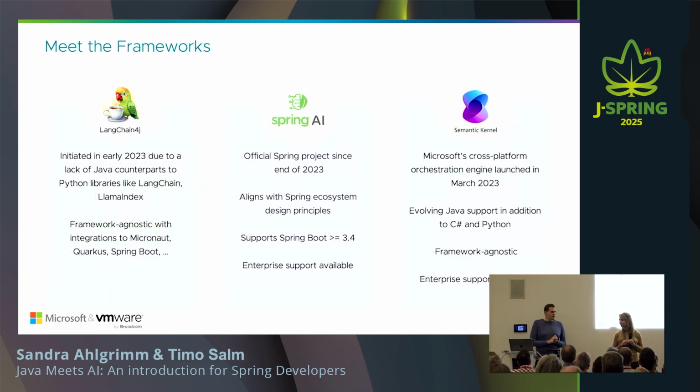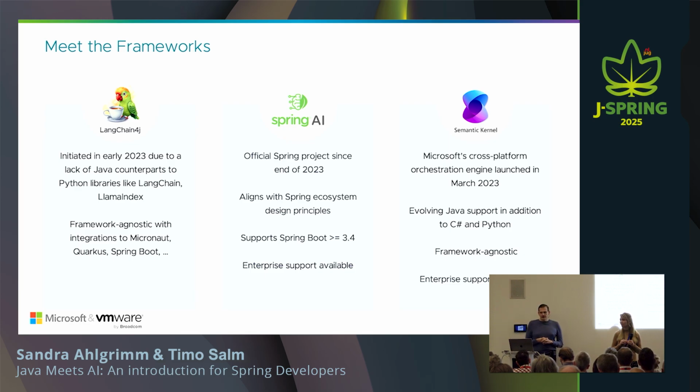If we have a closer look at the frameworks we want to talk about today, the first one is LangChain4j. I think it's the first AI framework for Java, initiated in early 2023. A lot of those other frameworks, like also Spring AI, were influenced by that. And the big benefit of LangChain4j is that it's framework agnostic and provides integrations into Spring, Micronaut, Quarkus, etc. So it makes it as easy as possible to get started for those kinds of framework developers.